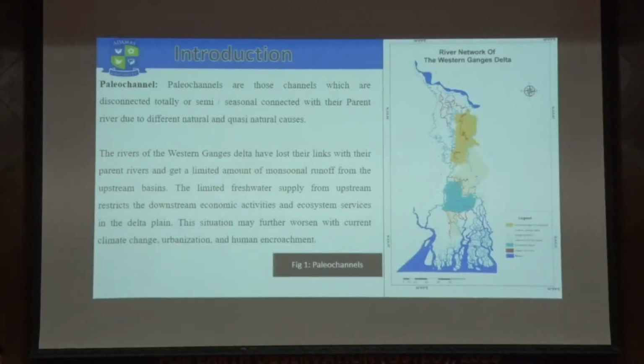The paleo channels are those channels which are totally disconnected from their parent rivers, or semi-connected, or mainly in monsoon times, they can connect with their parent rivers over a very limited, short stretch. So the rivers of the Western Ganges Delta have lost their links with their upper catchment rivers, so they can't contribute so much fresh water, and the water availability has decreased day by day.